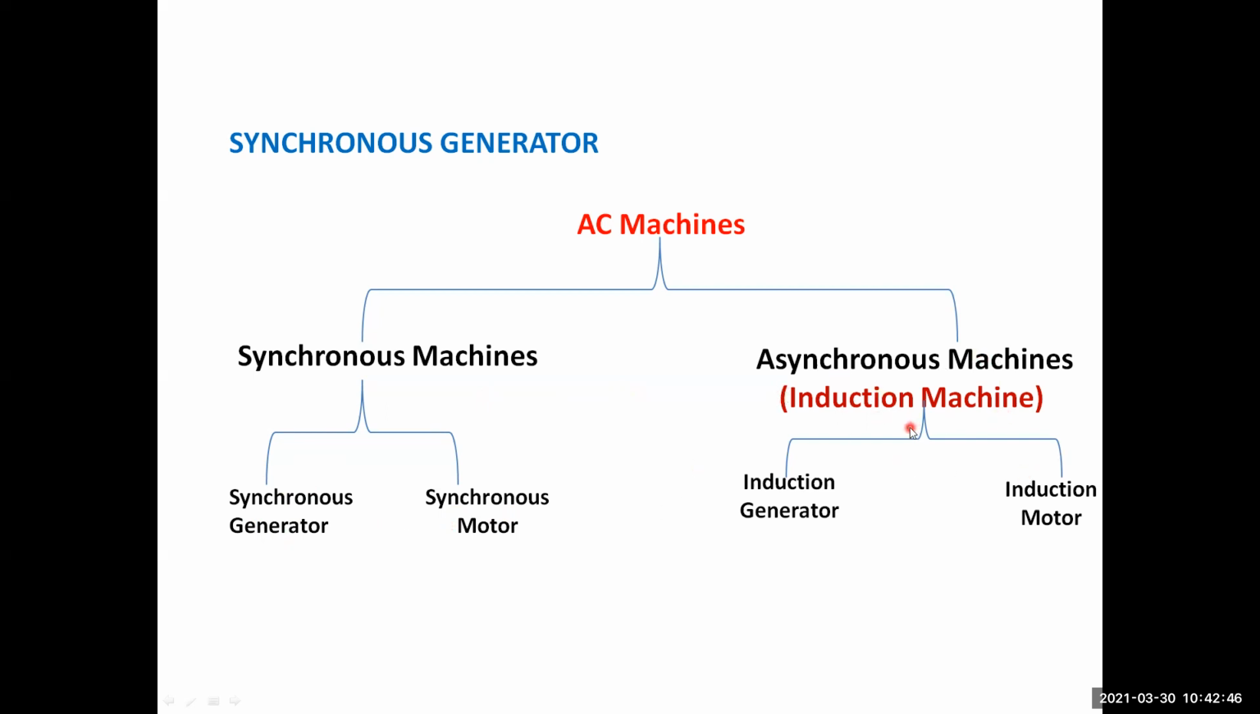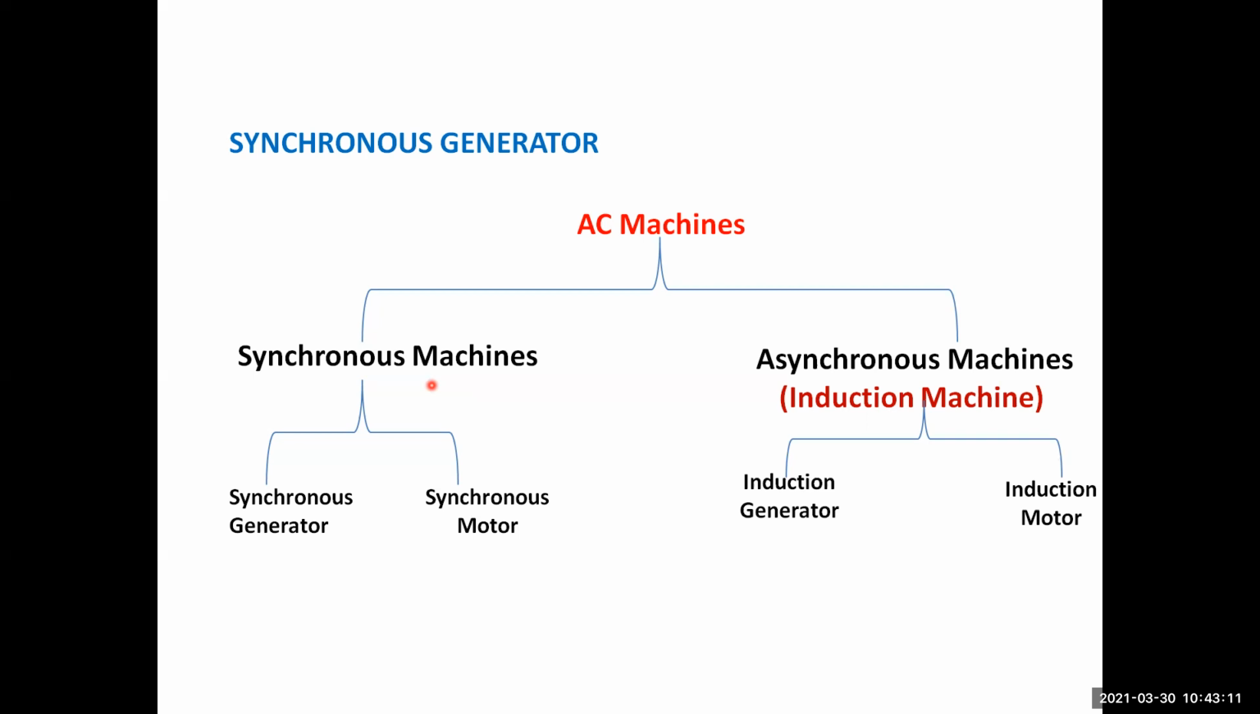I've already explained the induction machine. Its rotor speed is not constant, it's changing. In a synchronous machine, the rotor speed is constant, and that is called synchronous speed only. That's why these machines are called synchronous generators. The rotor speed is nothing but the synchronous speed.